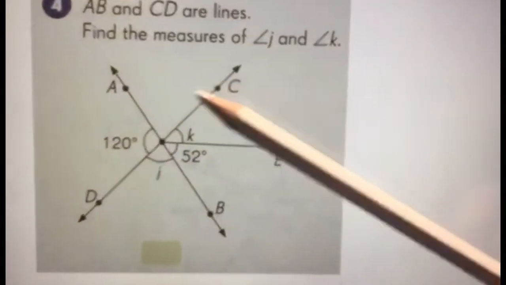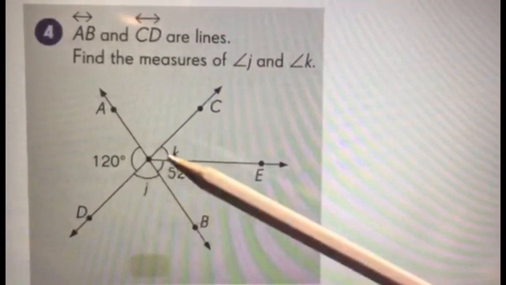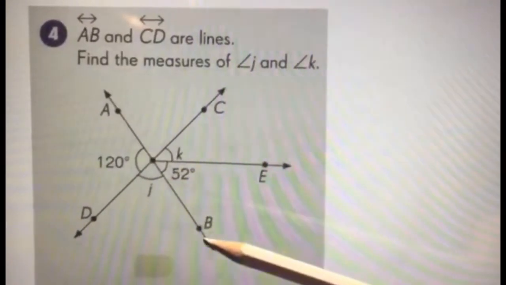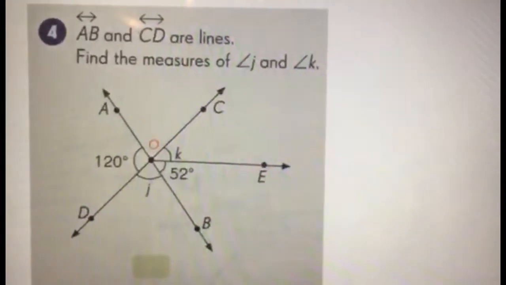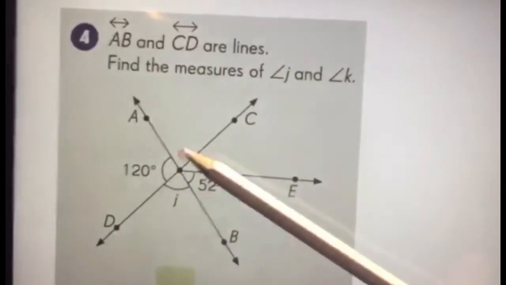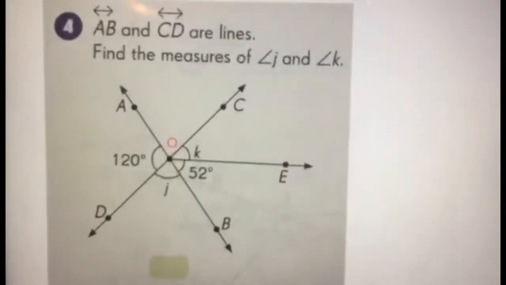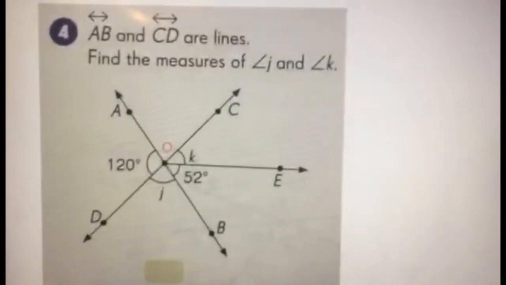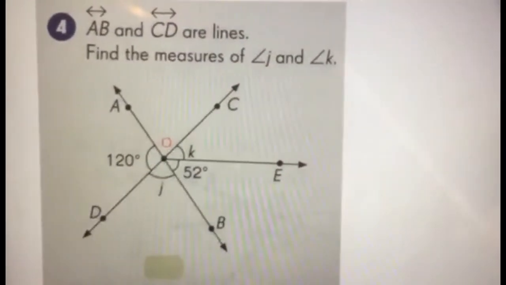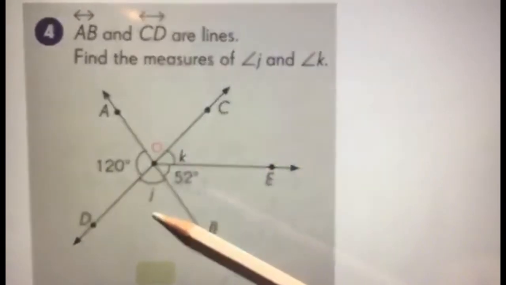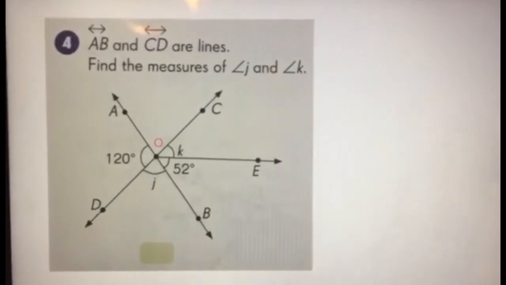In this figure, AB and CD are lines. We should name the intersection point, we will name it O. Angle BOE is 52 degrees, and angle AOD is 120 degrees. Find the measure of angle J and angle K. Think for a second.